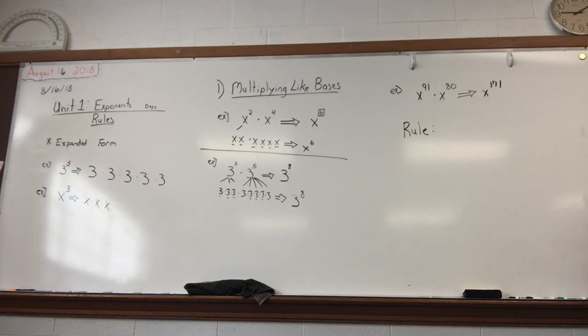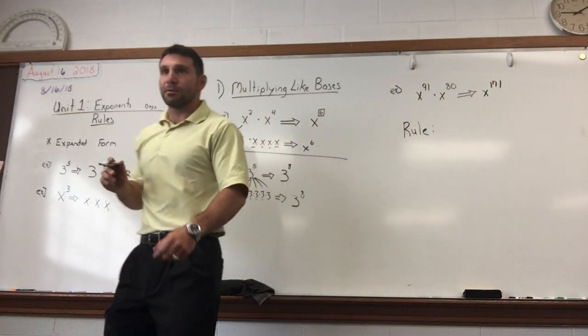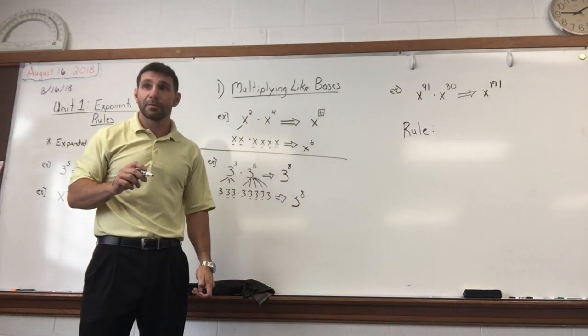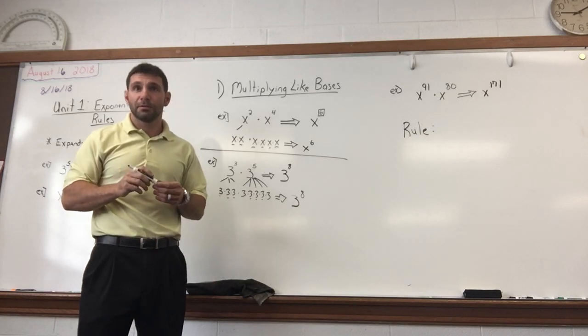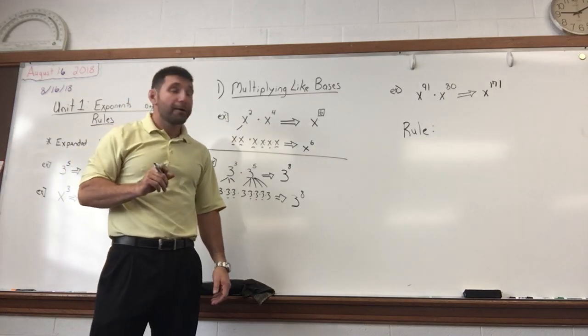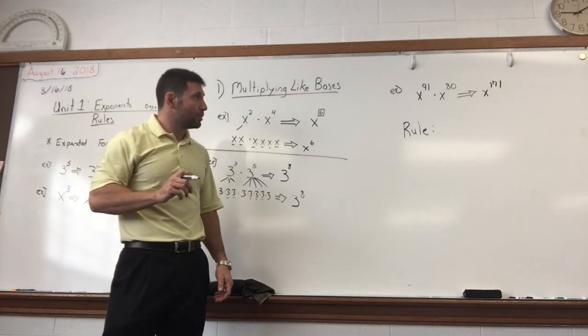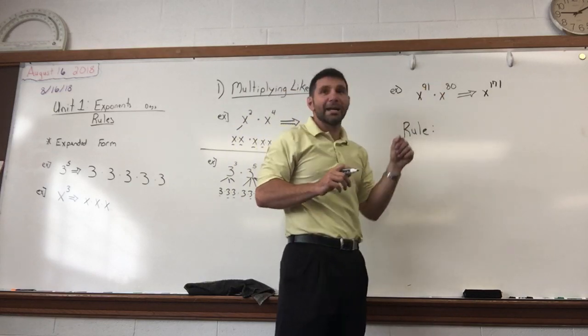Okay, so instead of writing out 91 X's, you just need to keep the base the same, and it's always going to stay the same. So you just write an X first, and then instead of writing out all of them, you just need to add how many there are, which is 91 and 80. Once you add them together, it's 171. Whoa. So you're telling me the base stays, and all we were doing was adding the powers?